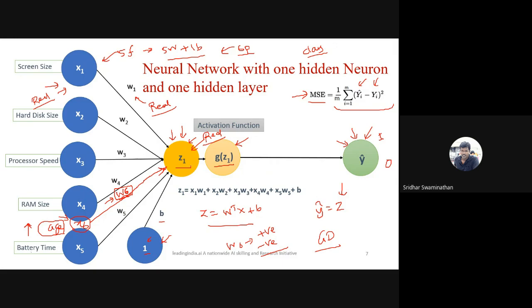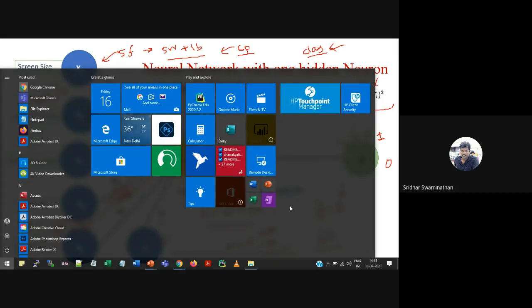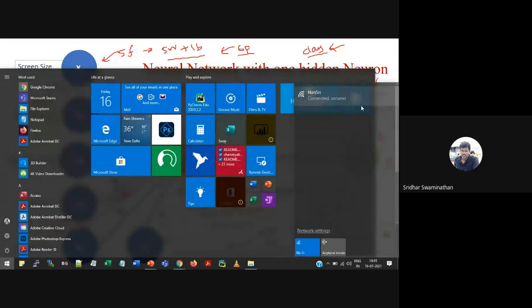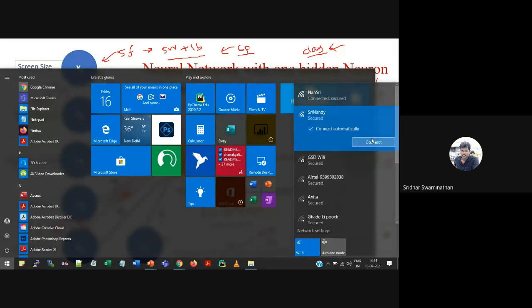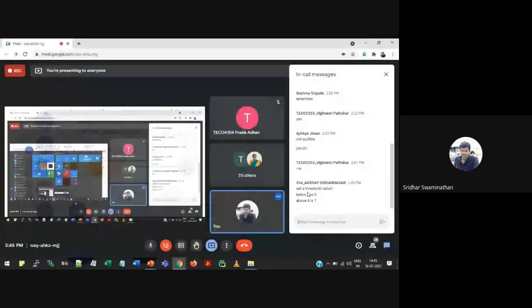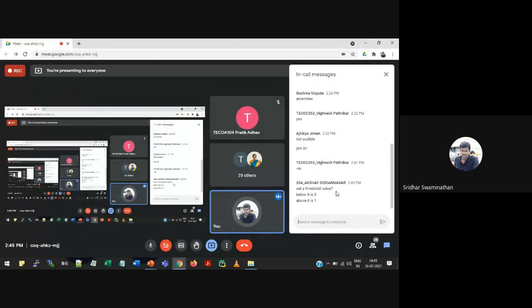And how do you convert a floating point number into a binary value? What can you do so that your problem becomes a classification problem? Anyone? The clue is here in the activation. What can we do? Okay, set a threshold value. Yes, Mr. Akshay, you are right. Below it is 0, above it is 1.